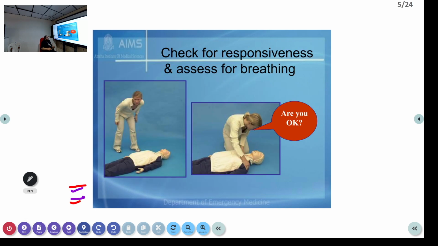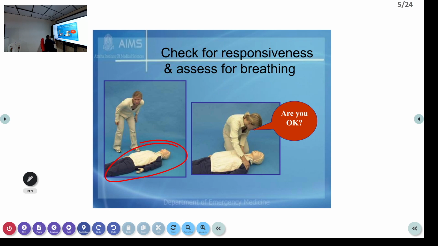So a patient has collapsed in front of you, you can see a patient here. The first thing that you have to do is tap the shoulder and check for response, and simultaneously you assess for breathing. So what you have done here, the person has collapsed in front of her and she's tapping the shoulder and asking whether are you okay. So that is the first step that you need to do.